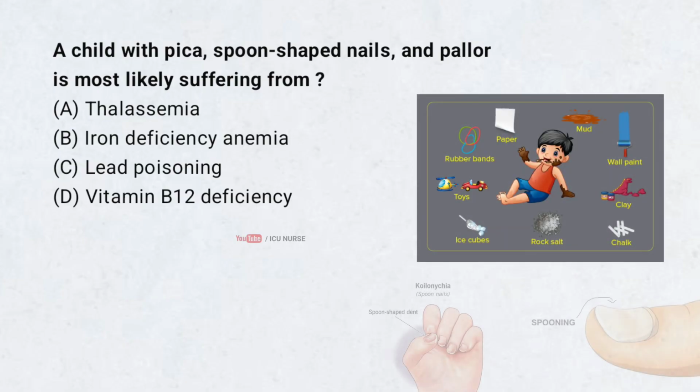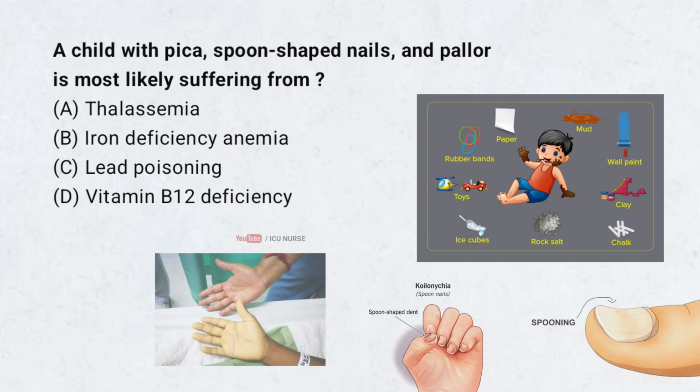A child with pica, spoon-shaped nails, and pallor is most likely suffering from A. Thalassemia, B. Iron deficiency anemia, C. Lead poisoning, D. Vitamin B12 deficiency. Correct answer B. Iron deficiency anemia. The classic triad pica, koilonychia, and pallor strongly suggests iron deficiency anemia.